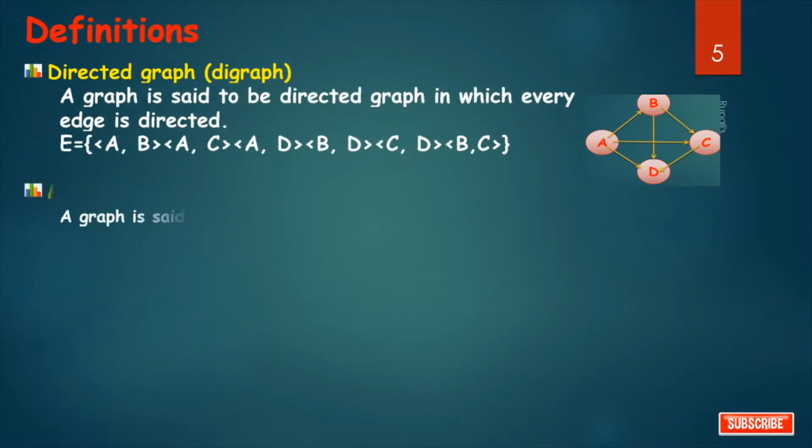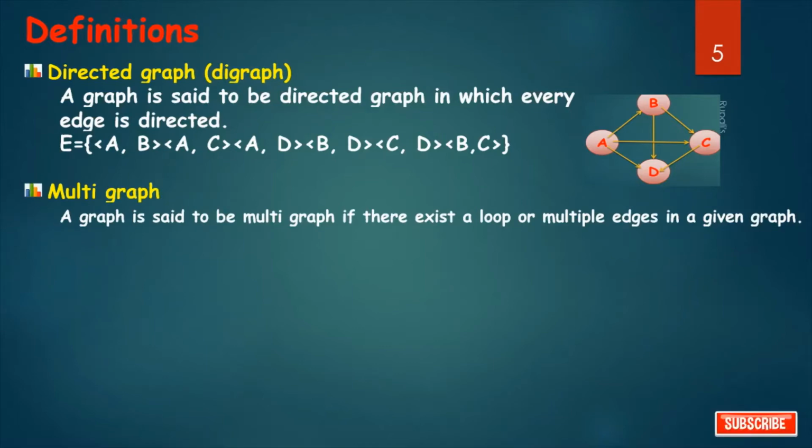Next, multigraph. A graph is said to be multigraph if there exists a loop or multiple edges in a graph. So what is loop and what is multiple edges? Take one example.